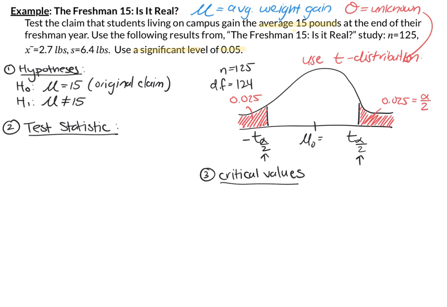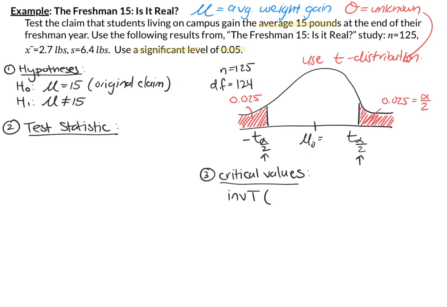And in this problem, it will be critical values because we have a two-tailed test. So again, on your calculator, you can use inverse t here. Inverse t is going to ask you for the area to the left. So you can find the negative t-score in the left tail or the positive t-score in the right.